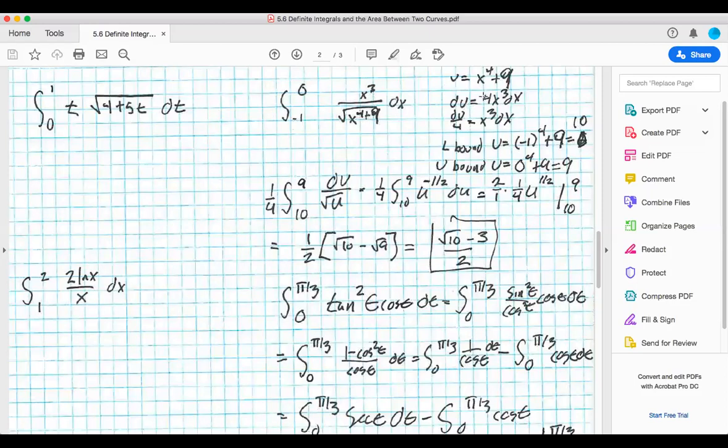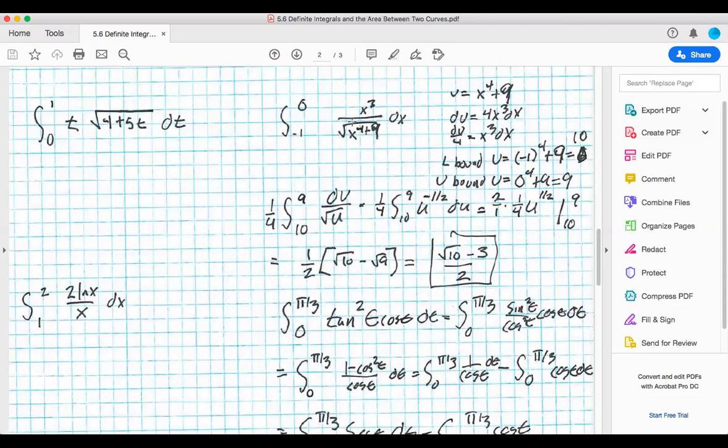So here we take that out. We have a 4x cubed dx. We don't want that 4 in there, so we have x cubed dx, so we divide by 4. Now, to get the lower bound, this right here is our u. We're going to plug -1 into this function. So for our lower bound, -1 to the 4th is 1, plus 9 gives us 10. So our lower bound is going to be 10. For the upper bound, we plug 1 in. 1 to the 4th plus 9 is 10. So this is going to be the integral from 10 to 10.